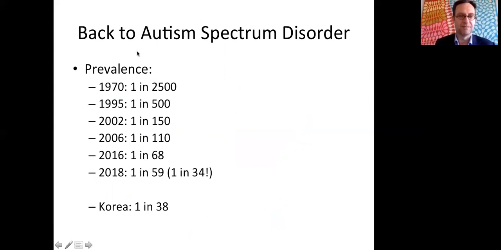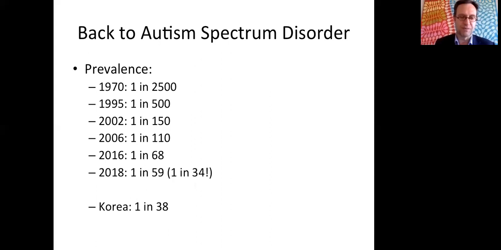If you look at the rates in the 1970s, in fact, when I was in medical school, I was taught that about one in 10,000 children probably had autism. And gradually, as research and knowledge and evidence increased, the rates have been going up and up. In 2018, a study in the US showed one in 59 children had met criteria for autism spectrum disorder, one in 34 of the boys in that particular CDC study. A study in Korea showed one in 38 children in schools met criteria for an autism spectrum disorder.